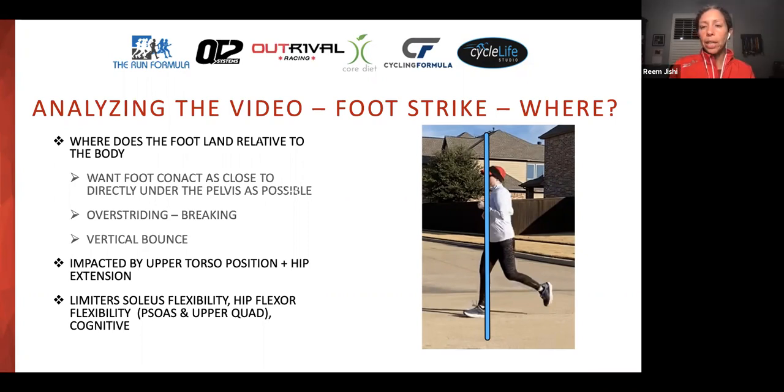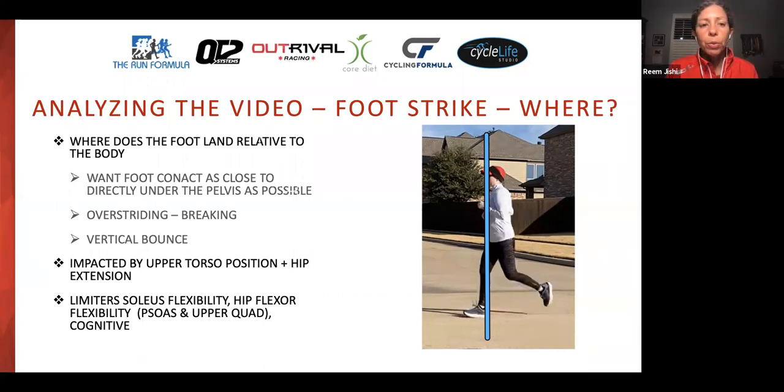So if you can make changes to your running form to get your foot underneath your body, then you're going to be able to reduce your ground contact time and minimize that braking over your body, and then be able to turn it over faster. So improving your cadence, and that in turn is going to improve your speed.